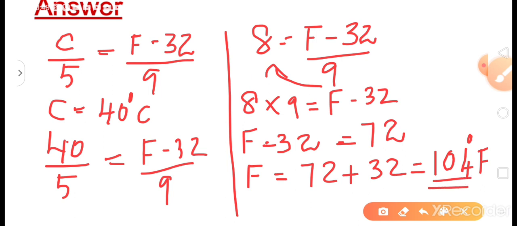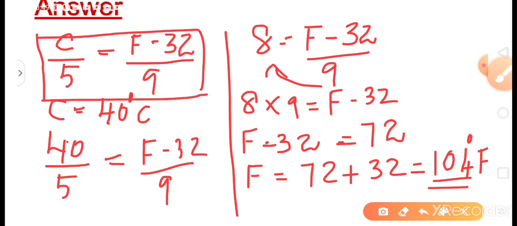So this is the answer. For any question, if a conversion like this comes, you should write the equation, that is C by 5 is equal to F minus 32 by 9. You should learn this equation by heart.